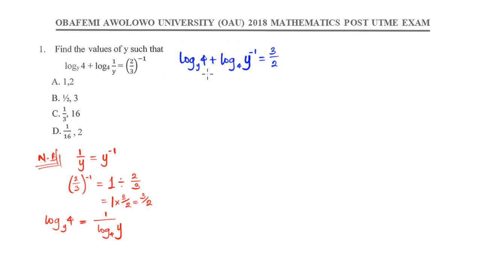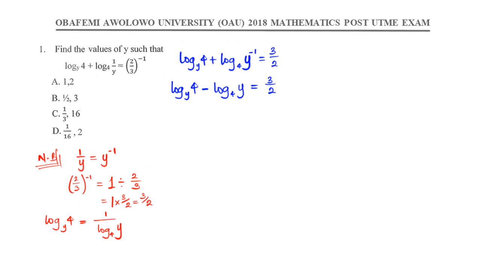Another rule of logarithm is telling us that when we have a logarithm raised to a power, we can bring the power down to the front of the logarithm. So this expression we can write as log to base y of 4 minus, because minus 1 is a power, minus log to base 4 of y is equal to 3 over 2.